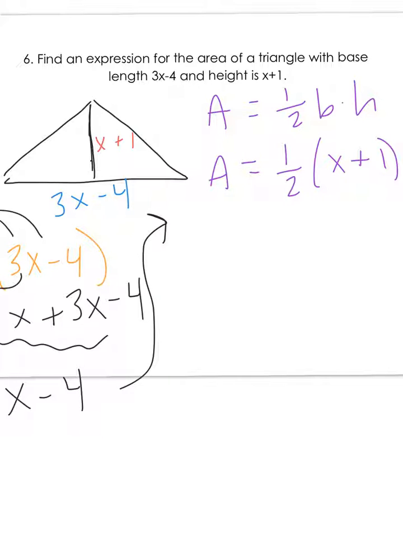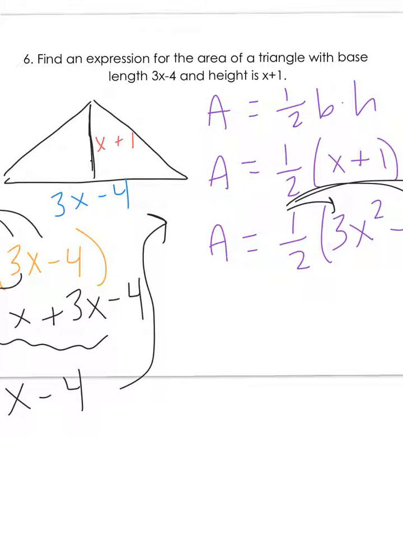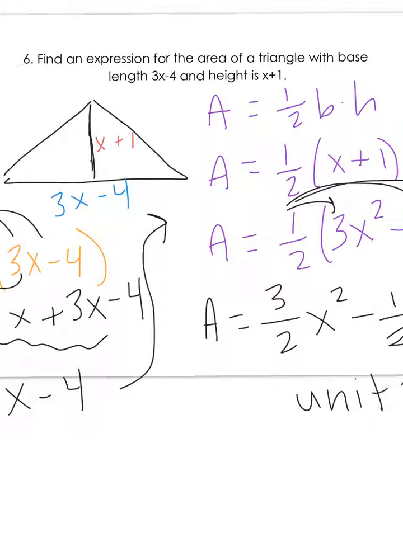If I continue with my formula, area now equals 1/2 of 3x squared minus x minus 4. And now I'm going to distribute that 1/2 to every term inside the parentheses and use the distributive property. And so the area equals 1/2 times 3 is 3/2, and then attach my x squared. 1/2 of negative x, negative 1x, is negative 1/2 x. And 1/2 of negative 4 is negative 2, so minus 2 there at the end. And then because this is area, I will label units squared. And that's the area of this triangle.